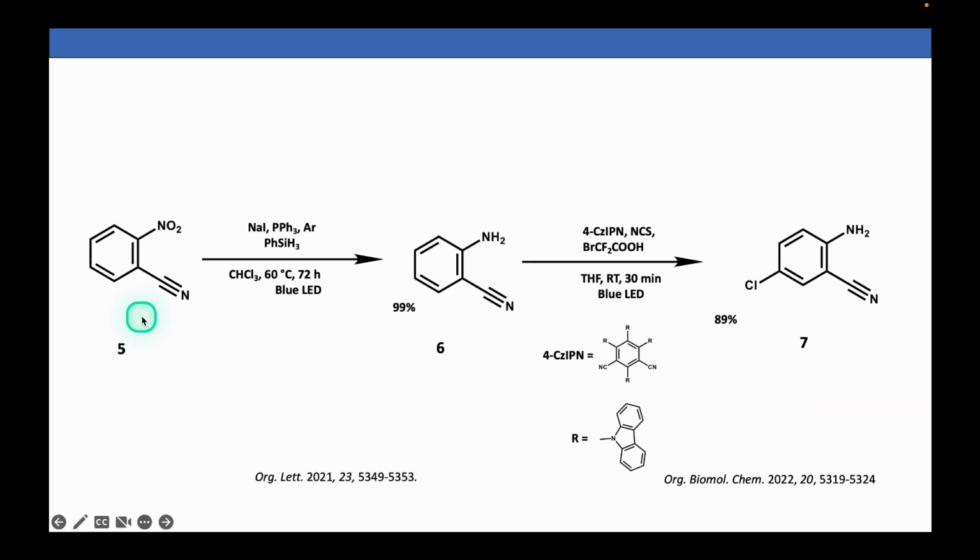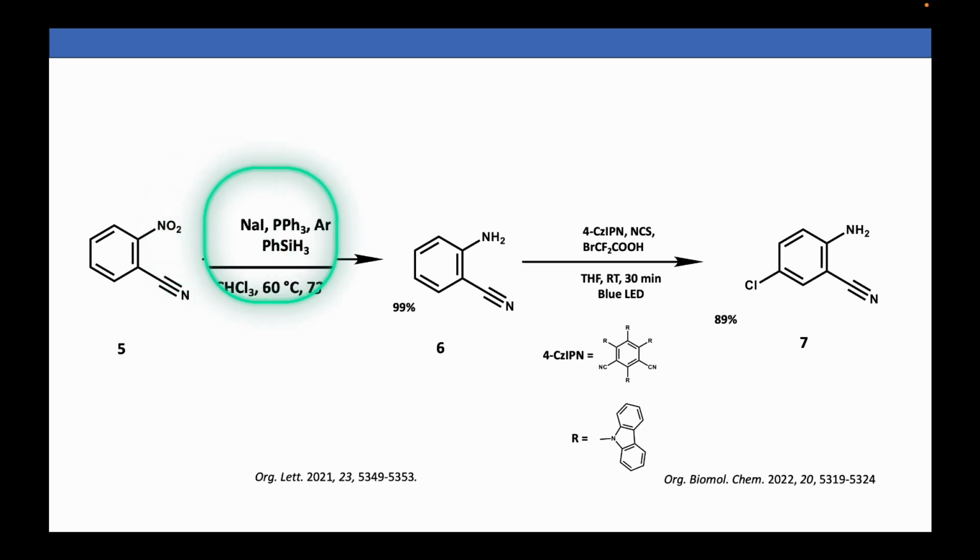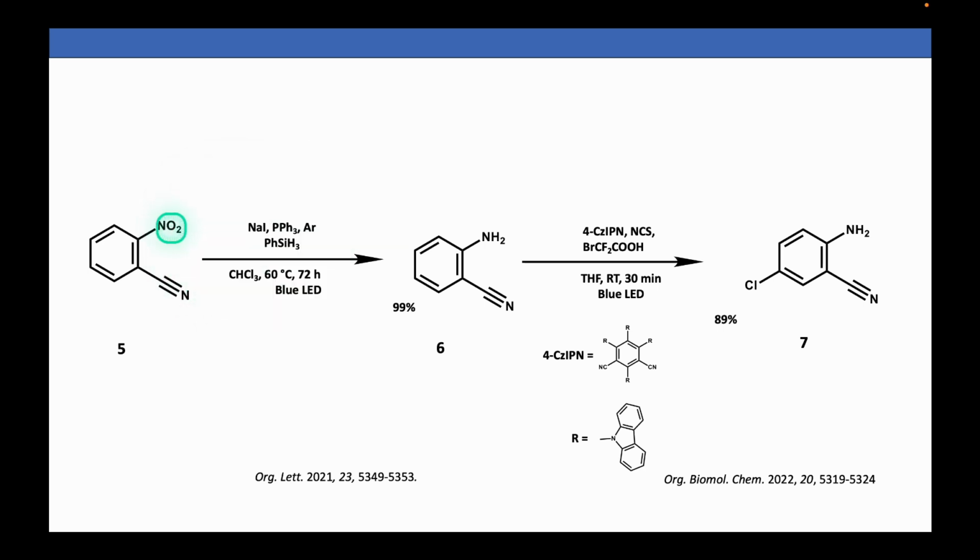The chemoselective reduction of the nitro group in 5 is carried out using sodium iodide and triphenylphosphine to form an acceptor-donor complex with the nitro group. The reduction with phenylsilane produces aniline 6 almost quantitatively.